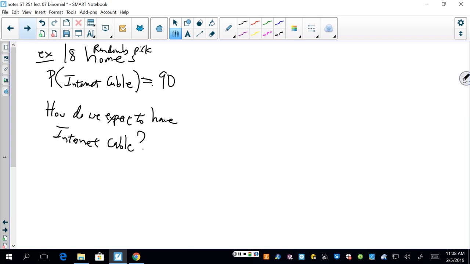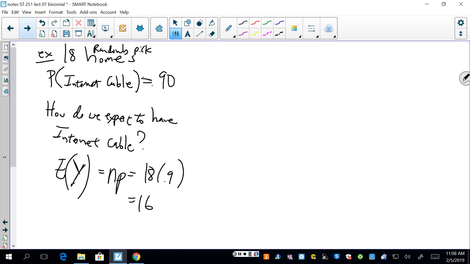So the formula, right, the expected number, maybe I'll call it y instead of calling it x, which is the n times proportion. So there's 18 and 0.9, so that's 16.2. 16.2 homes on average out of 18 randomly picked ones would have this. So 1.8 on average would not.